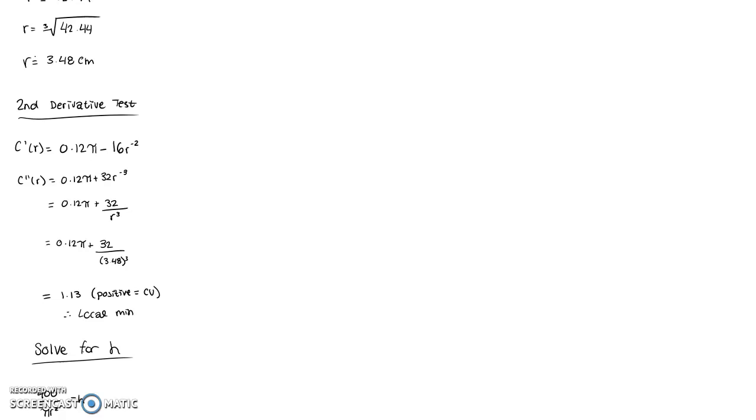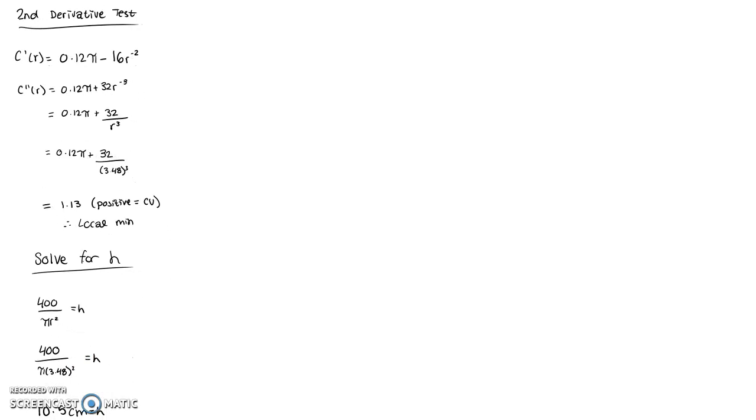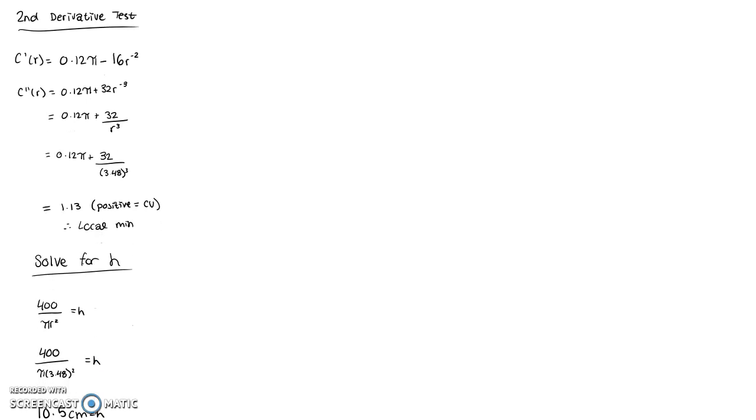I ended up getting the second derivative as 0.2 pi plus 32r to the negative 3. Same thing as before, I brought the r cubed to the bottom of the 32, so I could make things easier and not have a negative. Then I plugged in my r value of 3.48 into my second derivative and got a positive, which means it is concave up, and as it's concave up, that means there's a local minimum there, meaning the value is a minimum.